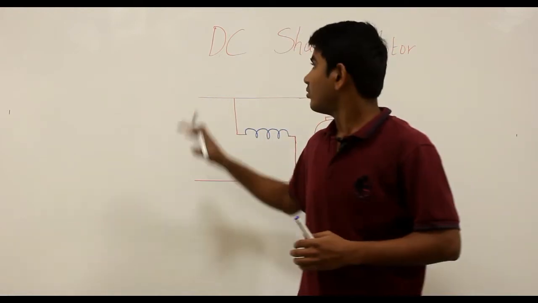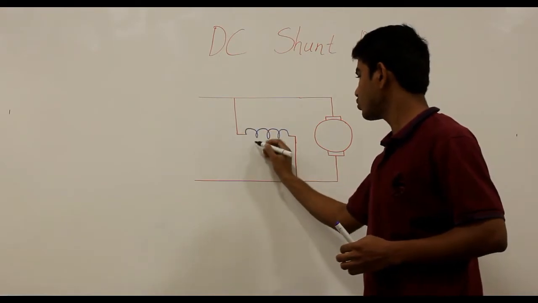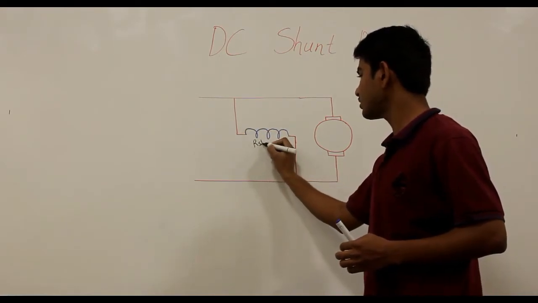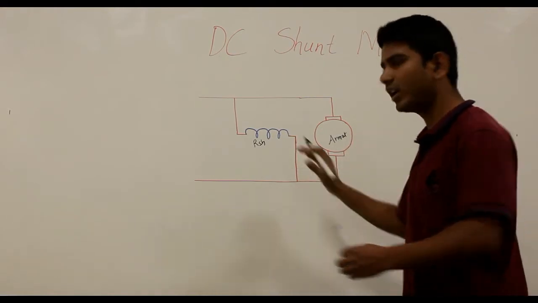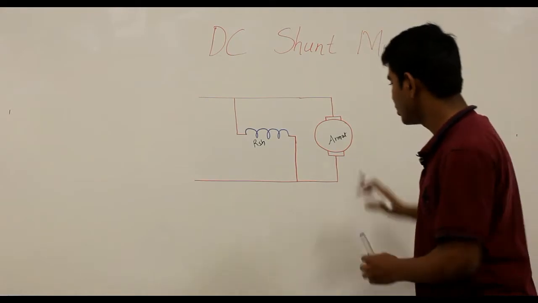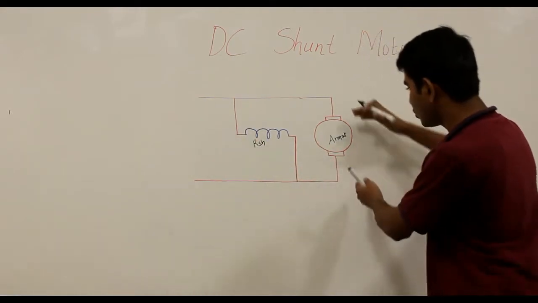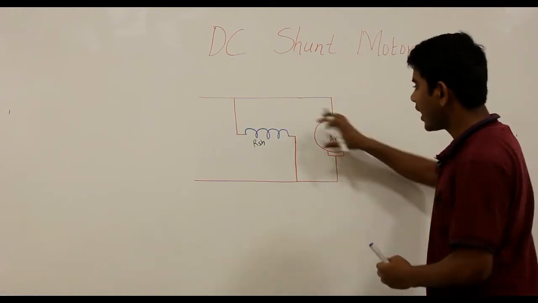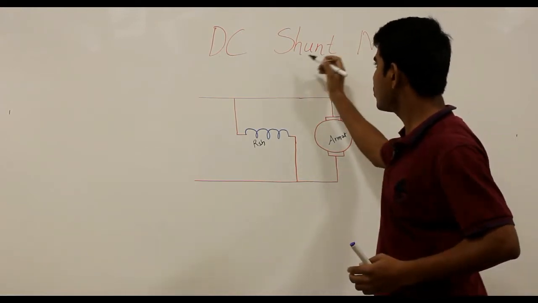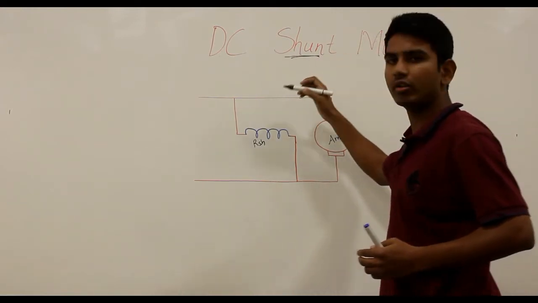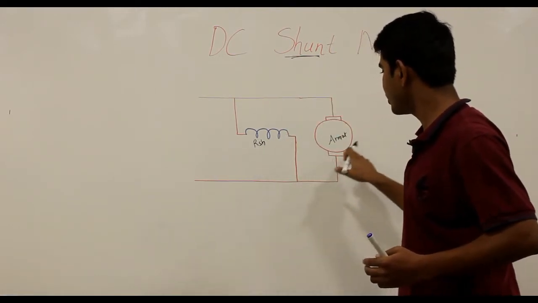So here in the DC shunt motors, this is your field winding, which has a resistance RSH, and this is your armature. Here the field winding is connected in parallel to the armature, or you can say the field winding is shunted to your armature. Therefore, as the field winding is shunted to the armature, this motor is called a shunt motor, or the shunt form DC motor.